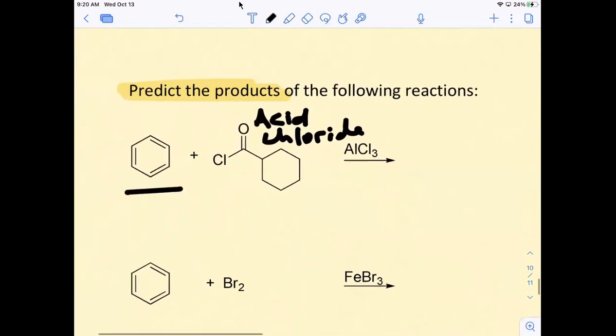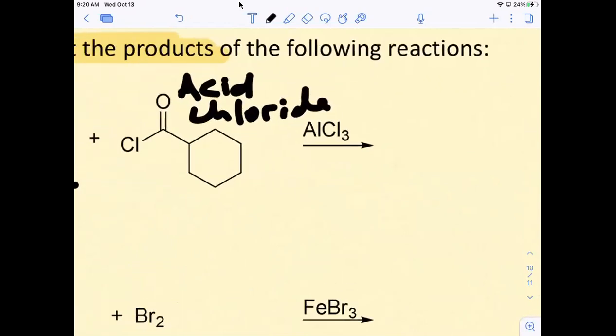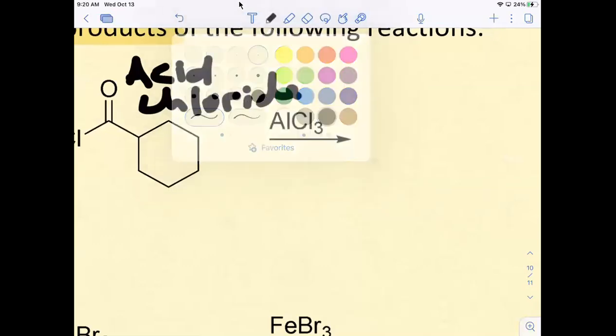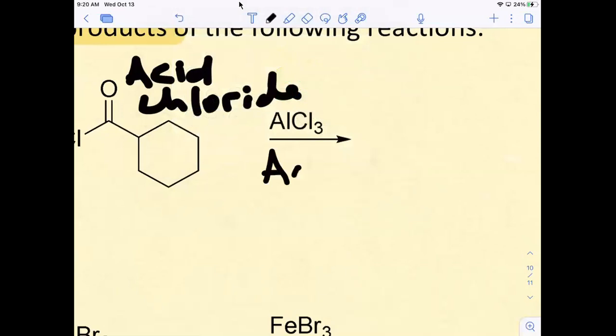In the presence of an aromatic ring and aluminum trichloride as the catalyst, what type of reaction is that? Is it Friedel-Crafts? Go ahead, you're on the right track. It's an acylation, isn't it?